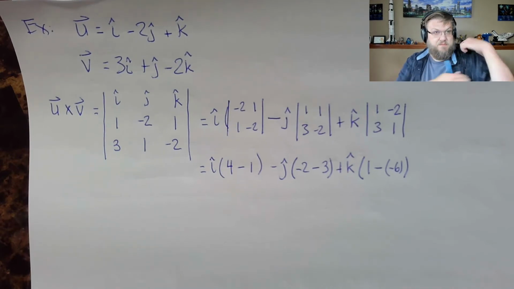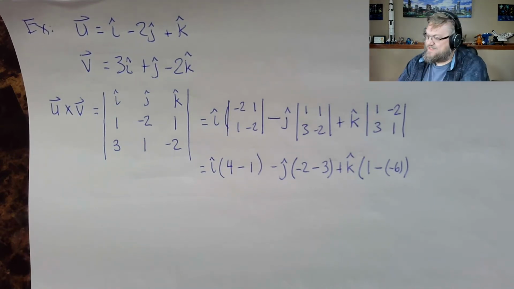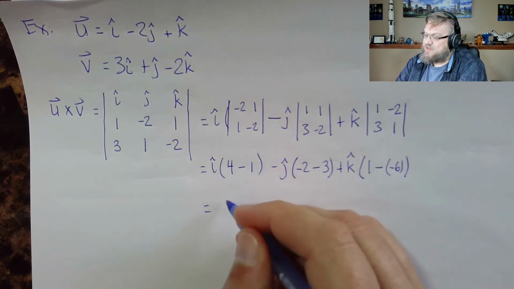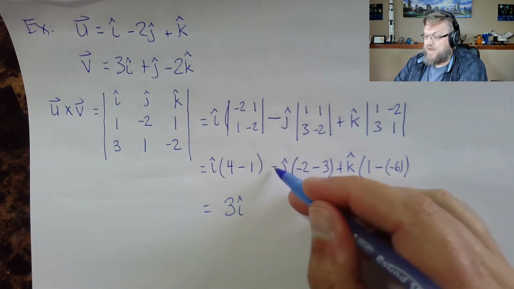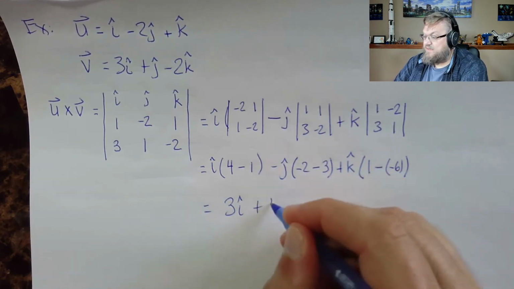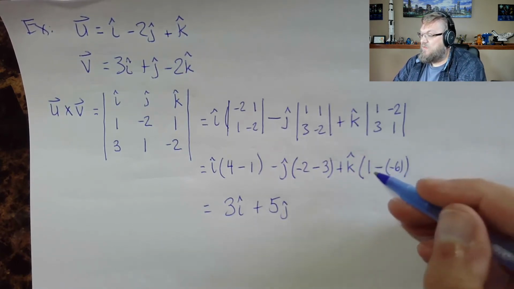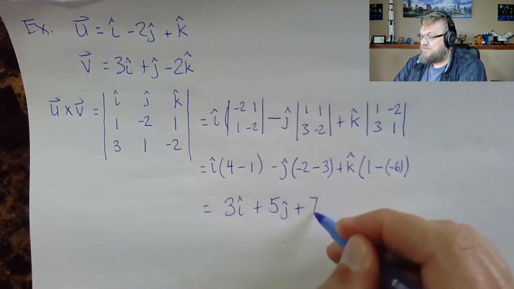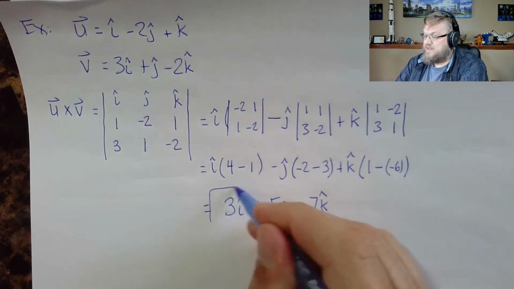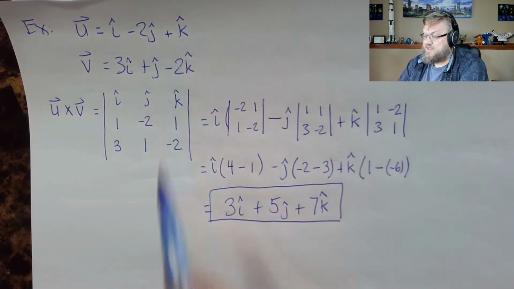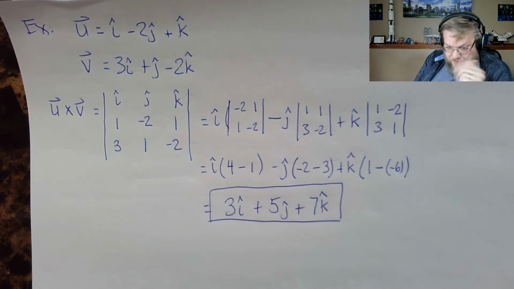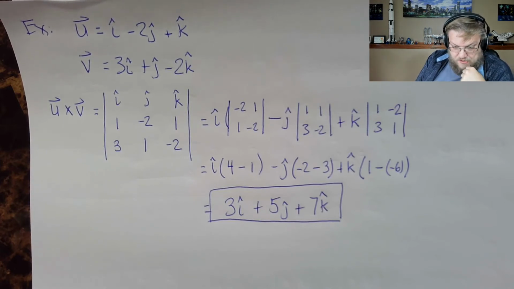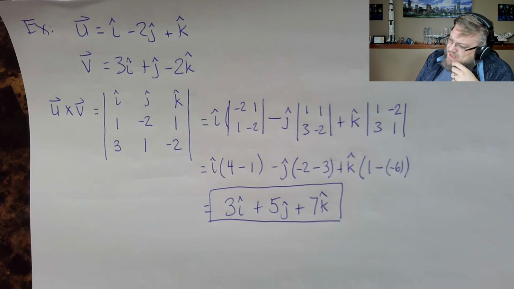So you can see probably the number one mistake is just sign mistakes. Yeah, that's usually what happens with these. 4 minus 1 is 3, so I get 3i. Negative 2 minus 3 is negative 5, but it's negative 5 minus, so it's opposite, so plus 5j. 1 plus 6 is 7, so plus 7k. And there you have it: if u and v are this, the cross product is that. Okay. And like I said, we're going to figure out what that does, what that means, and why I care about that vector in particular. But are there any questions with the calculation here?